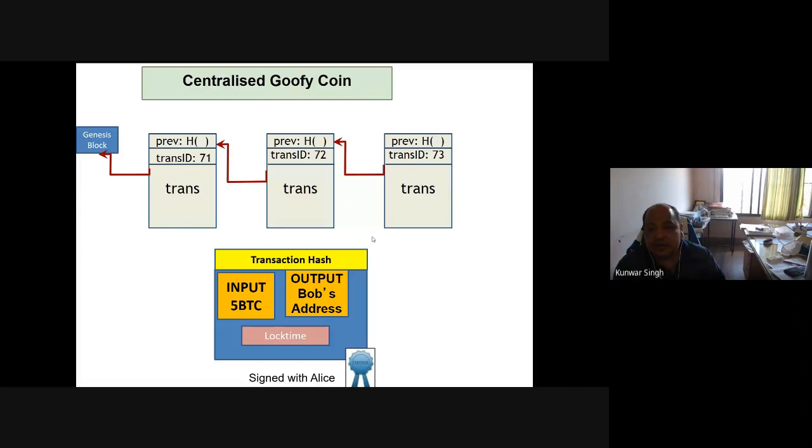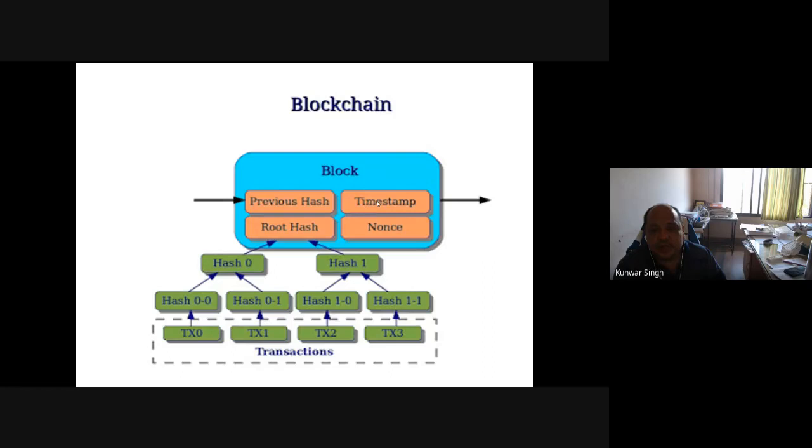Clear? So now, each block will have your transactions. And then you have the previous hash, the root hash, a timestamp, and a nonce, one unique number. What is the root hash, and why is it there? You might have heard about the Merkle tree. There is a term, Merkle tree.